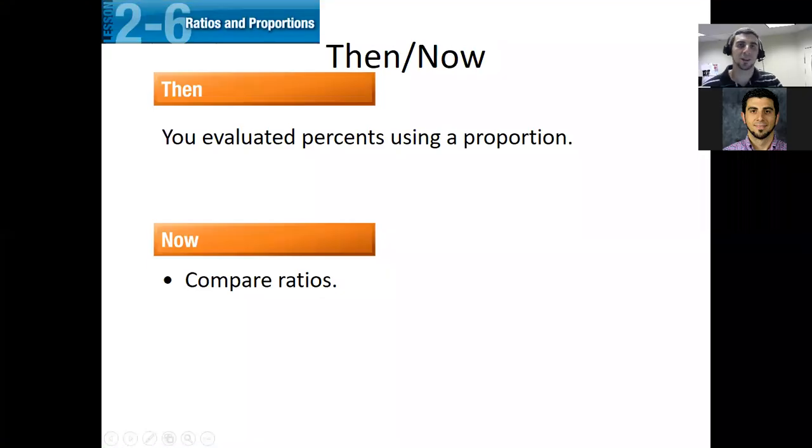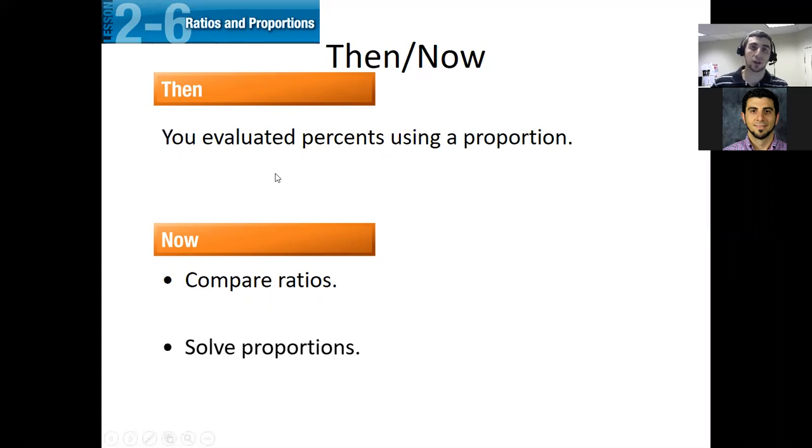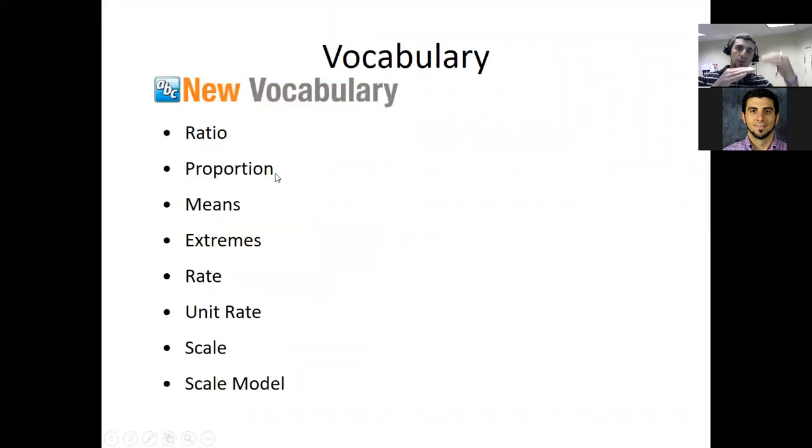All right, my mathematicians, we're getting into chapter 2, section 6, which deals with ratios and proportions. Previously, you evaluated percents using proportions, and now we're going to compare ratios as well as solve proportions. We have some new vocabulary for this section: ratio, proportion, means, extremes, rate, unit rate, scale, and scale model, and we'll get into those as we touch base on them throughout the lesson.